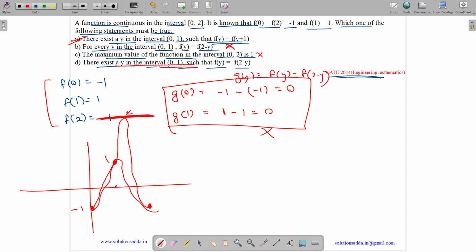Let us see option D. f(y) equals minus of f(2-y). For 0 we get f(0) equals minus of f(2), and for 1 we get f(1) equals minus of f(1). You see, f(1) equals minus f(1). It is failing here only, as 1 is not equal to minus 1. So the answer to this question is option A.